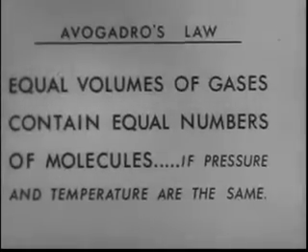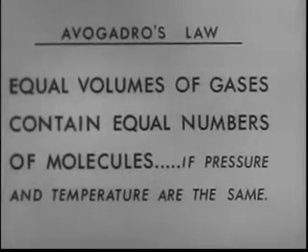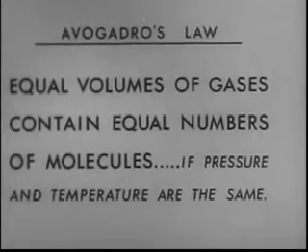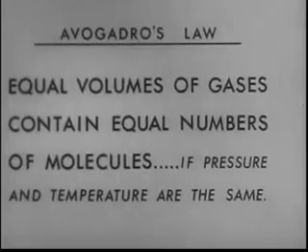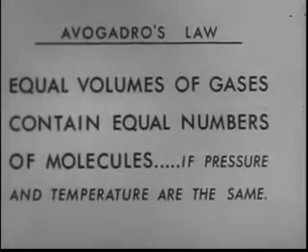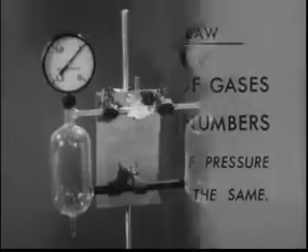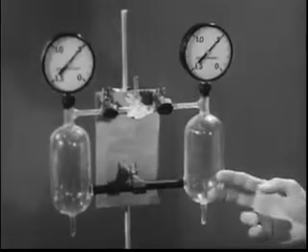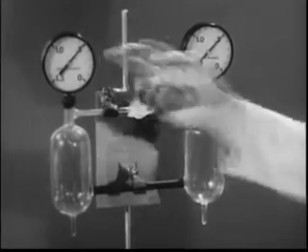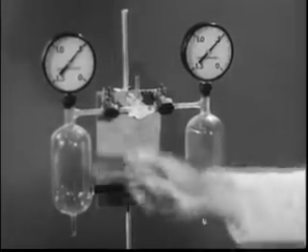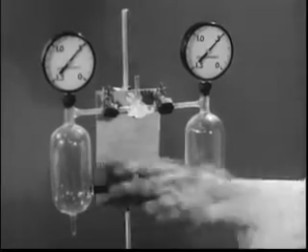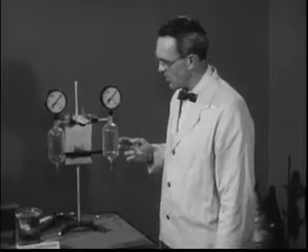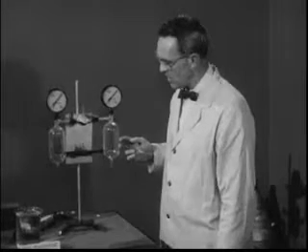Now, Avogadro's law tells us that at the same temperature and pressure, equal volumes of gas contain equal numbers of molecules. Thus, with these equal volumes at the same temperature and the same pressure, we have as many molecules of carbon dioxide in here as in here. Now, what will happen to the pressure if we transfer all of the molecules into one bulb? This bulb, for example, thus doubling the number of molecules in it.